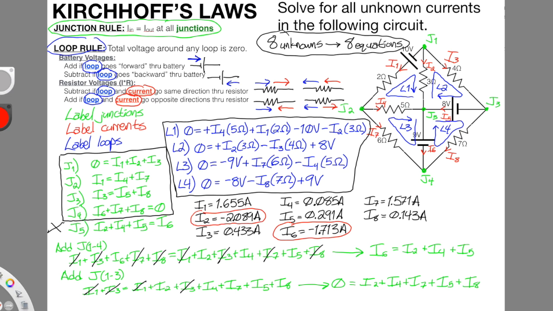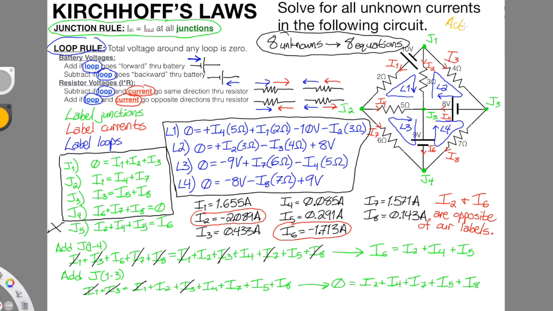So I2 is still 2.089 amps, but it actually goes up through this 3 ohm resistor instead. So no need to redo the whole problem. This just means I2 and I6 are actually in the opposite direction of my initial labels. All of our other currents came out positive, so all of our other currents are in the correct direction.